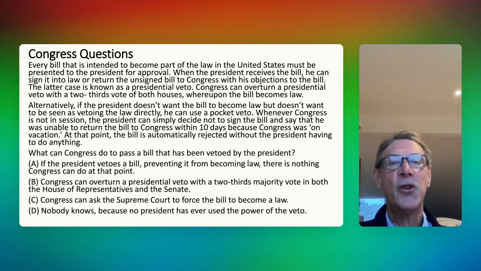C, Congress can ask the Supreme Court to force the bill to become a law. Well, it doesn't say that there, and that's not true either. Or D, nobody knows because no president has ever used the power of the veto. Well, that's not true, and that's certainly not in the statement. So the answer is B. Congress can overturn a presidential veto with a 2/3 majority in both the House of Representatives and the Senate. Congress is two houses. It's the House of Representatives and the Senate.